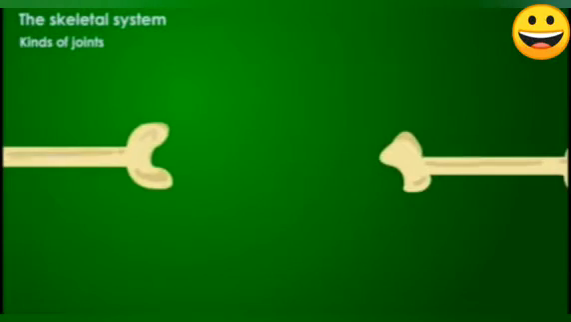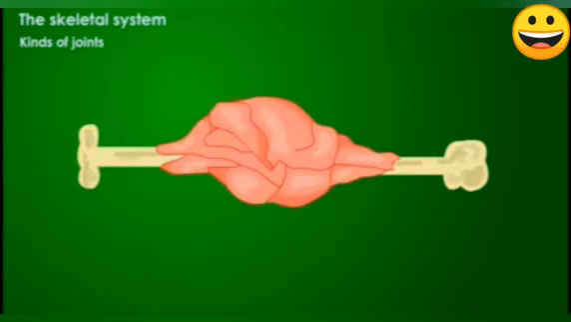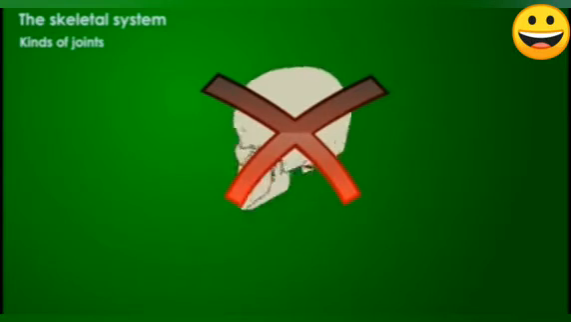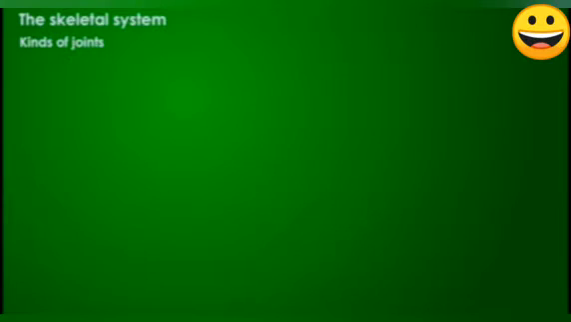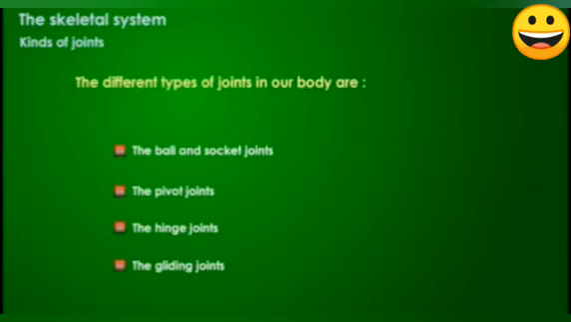A joint is formed where two or more bones meet. Joints may be movable or immovable. Strong tissues called ligaments hold two bones together at a joint. Movement is possible at all the joints except in the skull. The different types of joints in our body are the ball and socket joints, the pivot joints, the hinge joints, and the gliding joints.